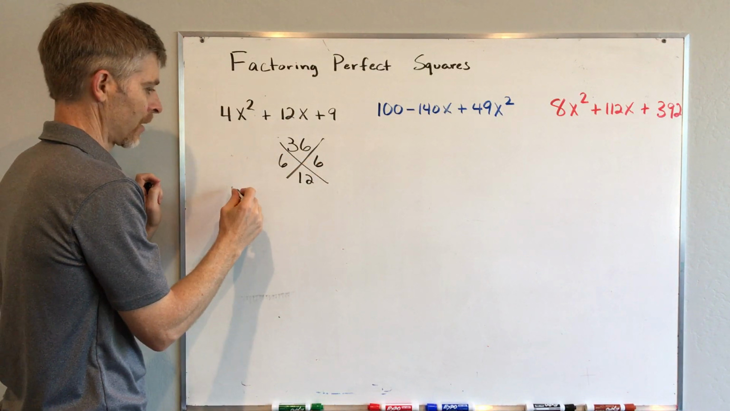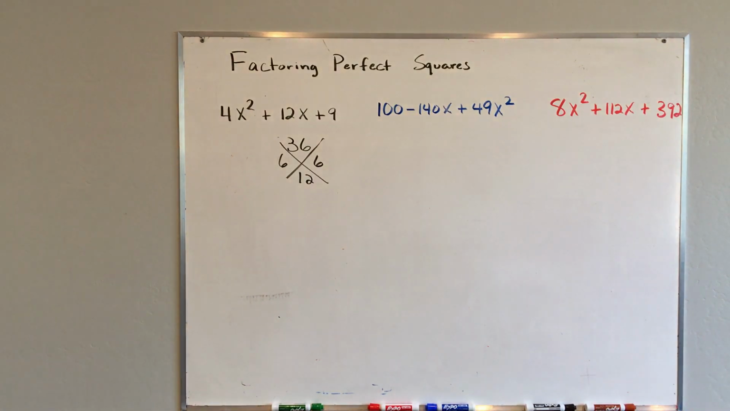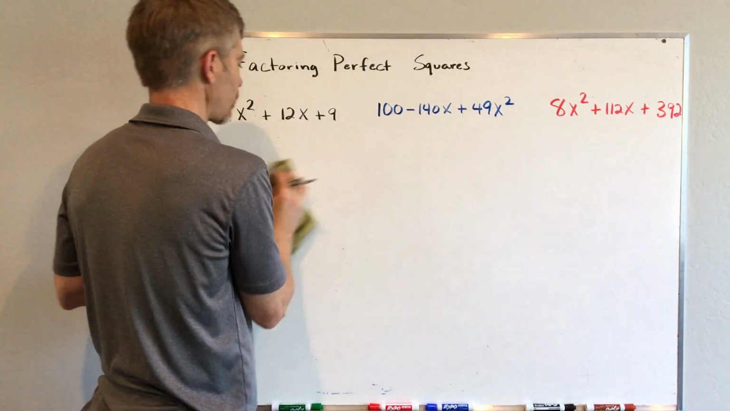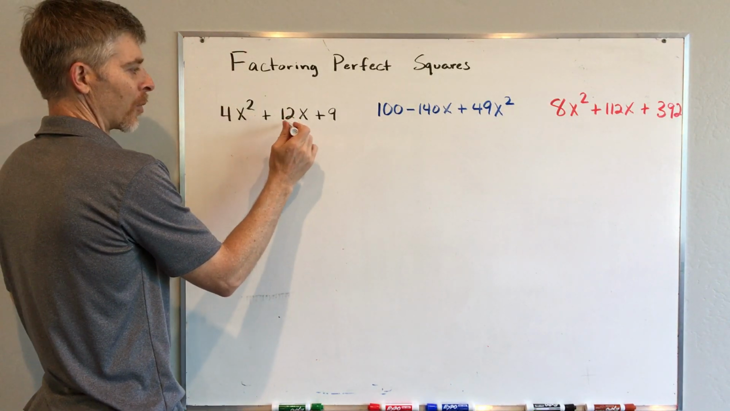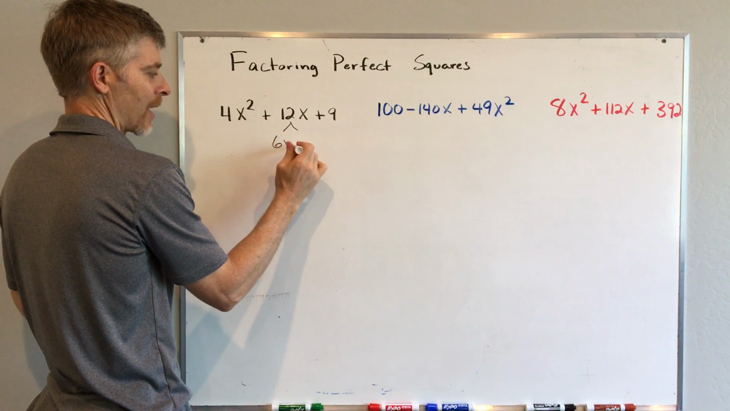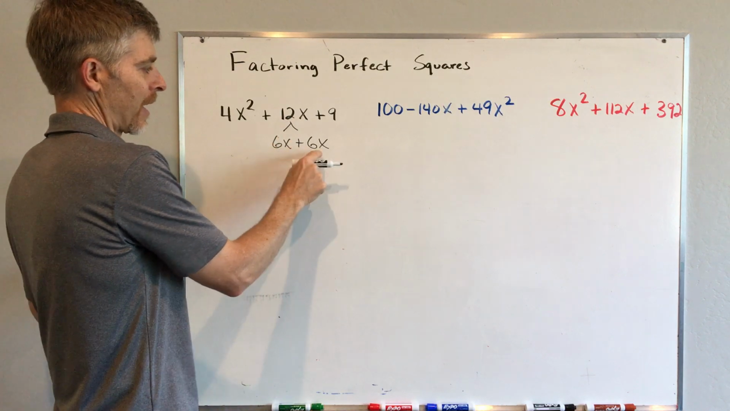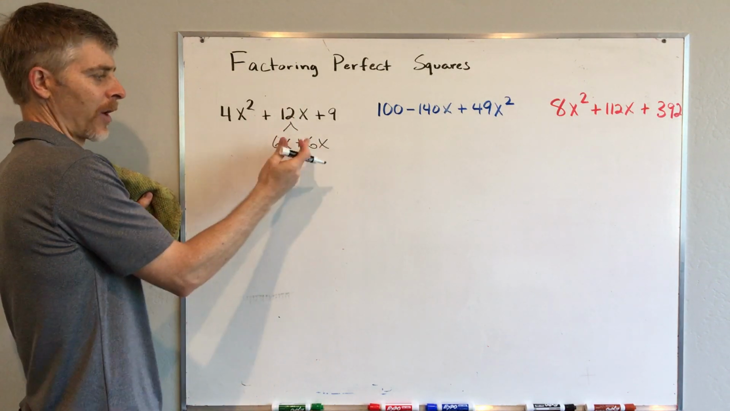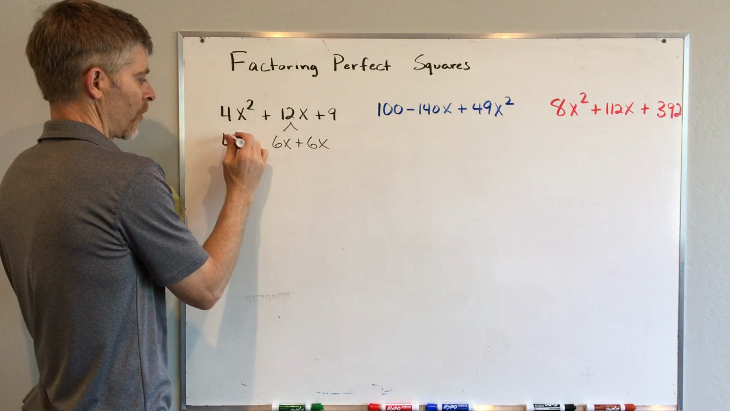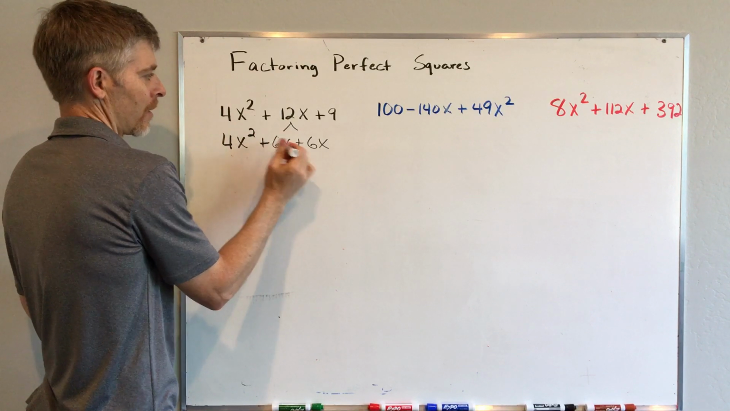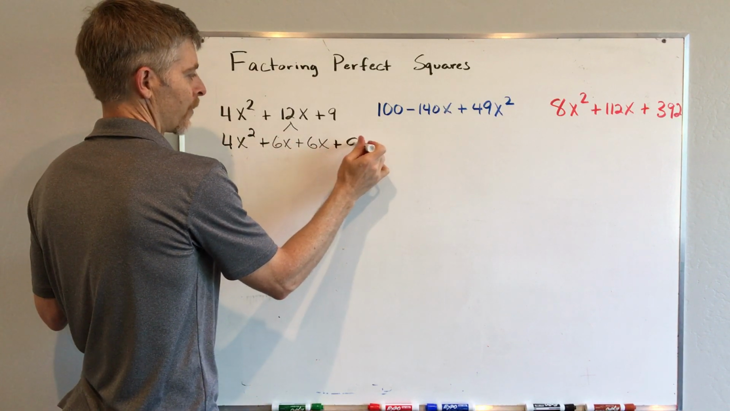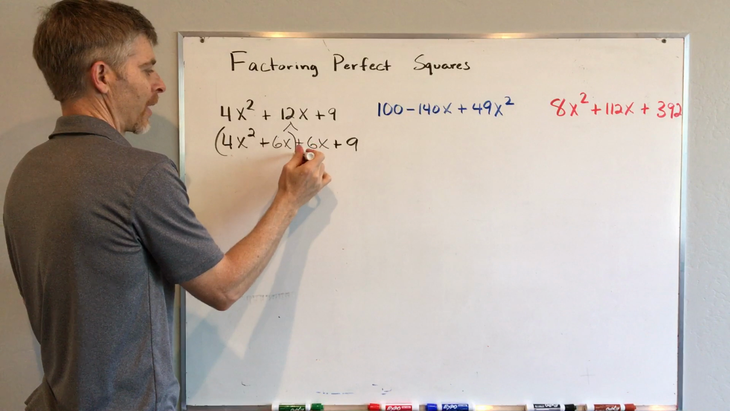Okay, so I'm going to actually erase that so there's room here. We're basically going to break this up into 6x plus 6x. That's perfectly legal because that adds up to 12x. So we're just breaking it in half and rewriting the rest of the polynomial. And then we are going to factor by grouping.